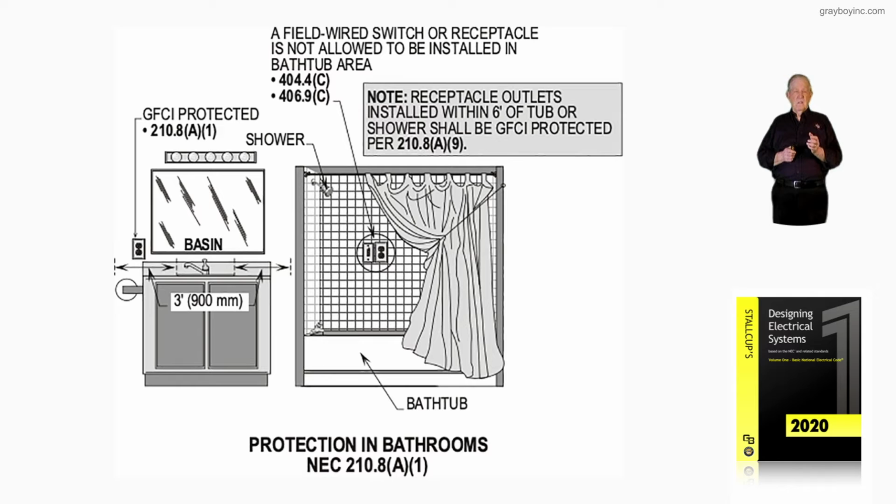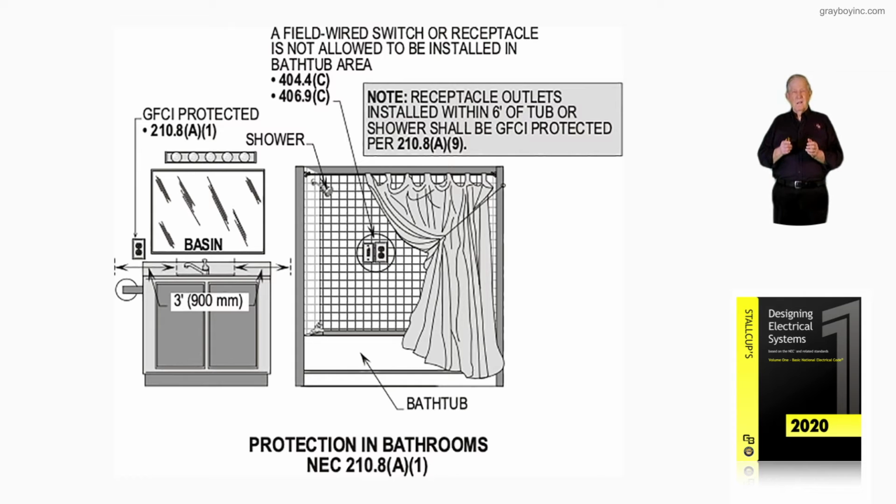Now notice the basin to the left with the counter. A receptacle has to be installed within 3 feet of that sink, the inside walls measured from there, and it has to be GFCI protected.